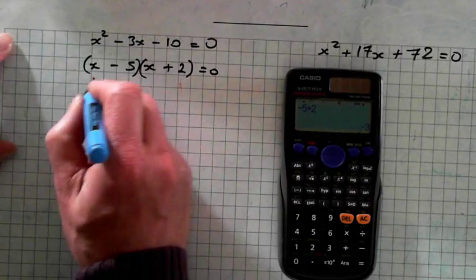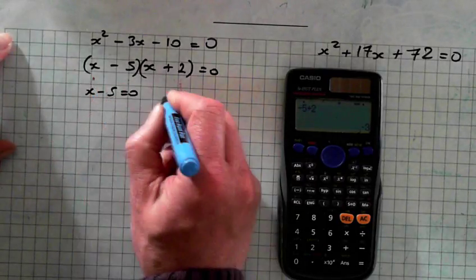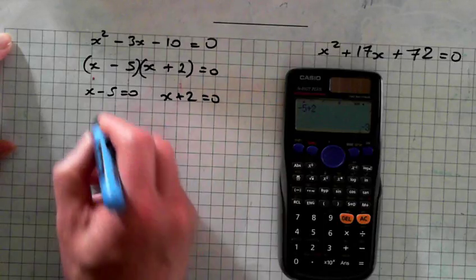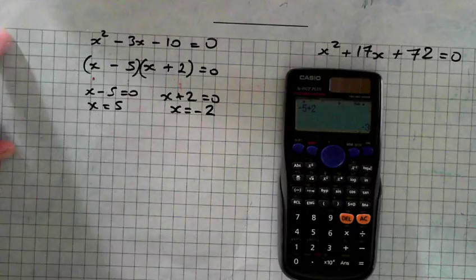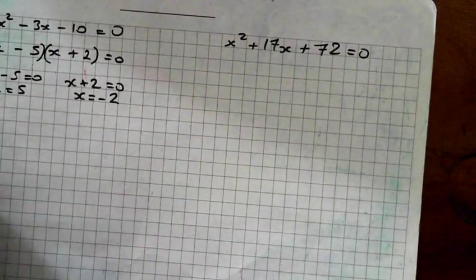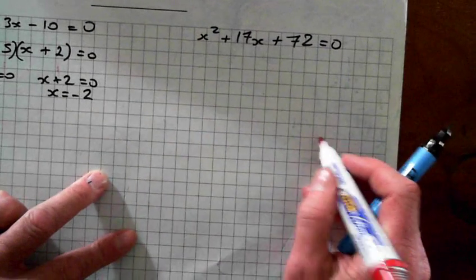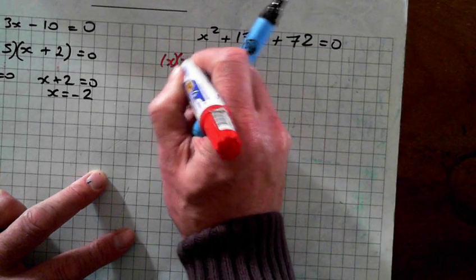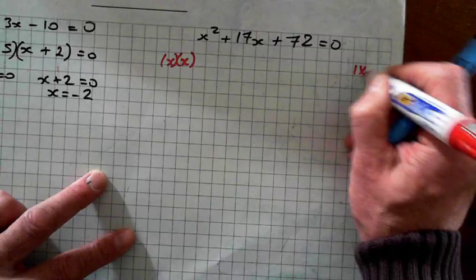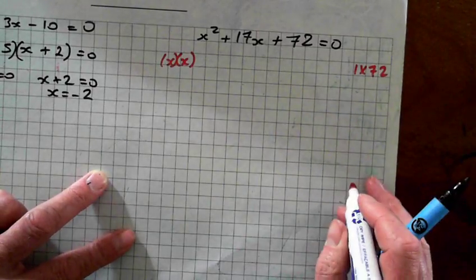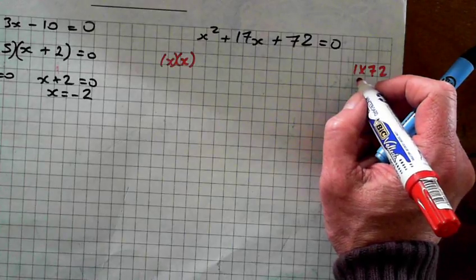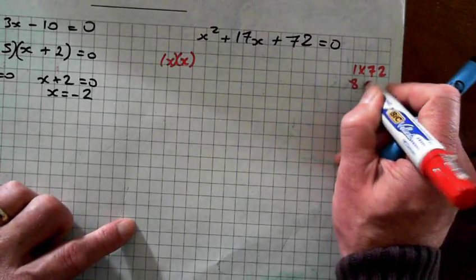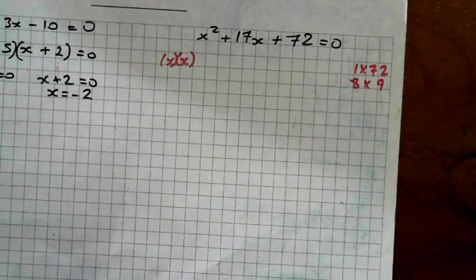Okay, so x minus 5 is equal to 0, x plus 2 is equal to 0. x is equal to 5, x is equal to minus 2. Okay? Alright, and this one over here. The factors of x squared are x and x. Factors of 72: 1 times 72, and 8 nines are 72. Yeah, 8 nines are 72. Alright.